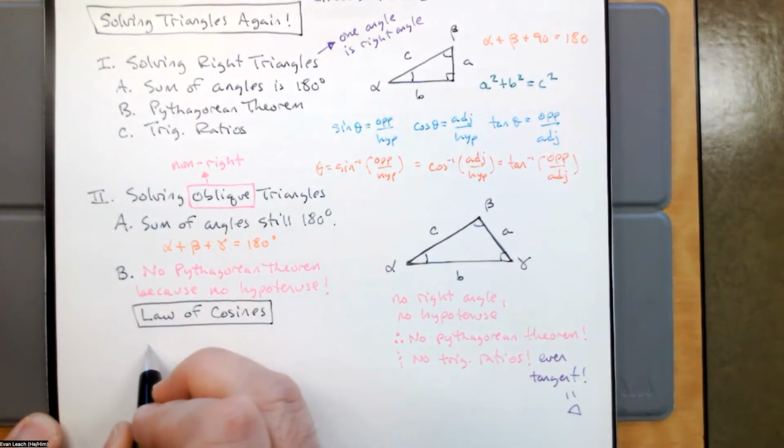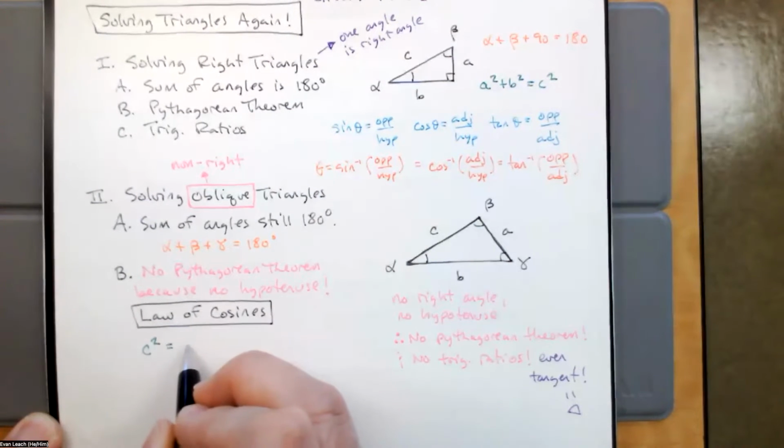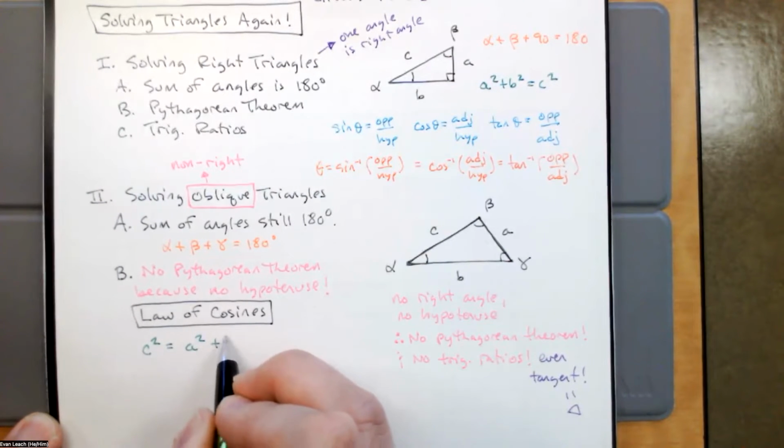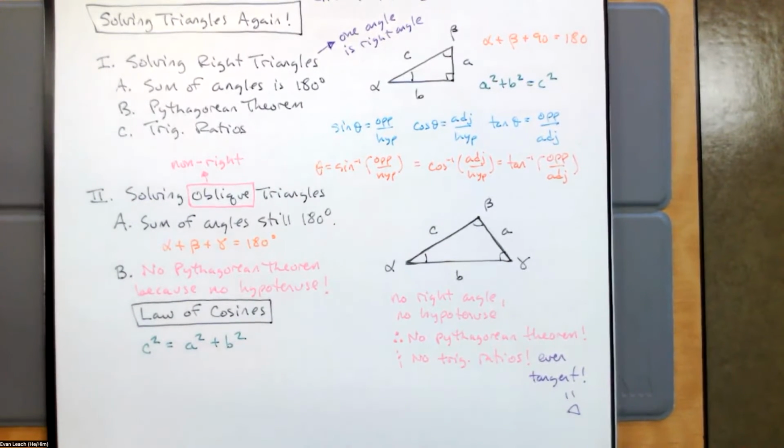It says c squared equals a squared plus b squared. Now I know you're thinking, dude, isn't that just the Pythagorean theorem? I'm going, no, because that c is not a hypotenuse, it's just an angle, and I'm not done writing.